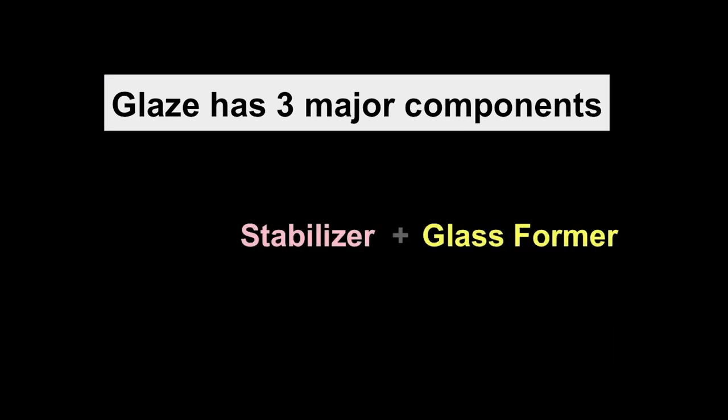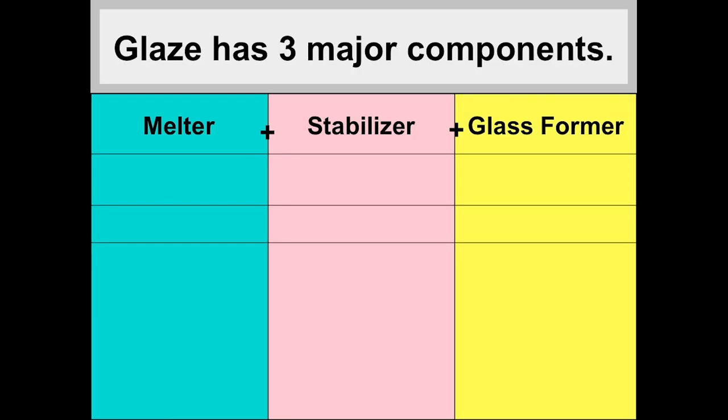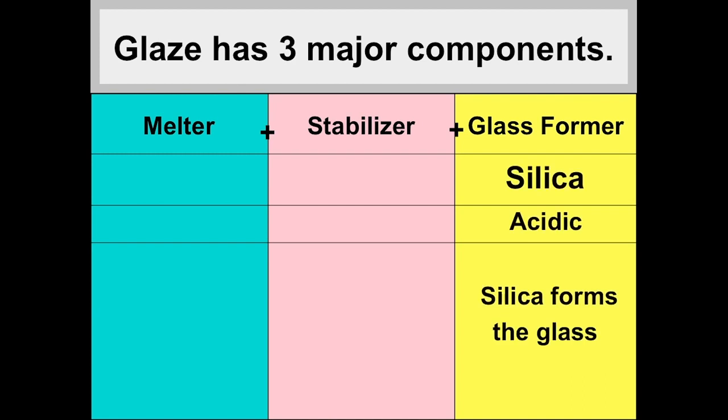So, like I said, glaze has 3 major components: glass former, stabilizer, and melter. So let's take a look at those 3 things. Glass former, stabilizer, and melter. You can think of it as MSG to remind yourself of each component. So glaze has 3 major components: glass former, which is the silica. And silica is acidic, and silica forms the glass in the glaze.